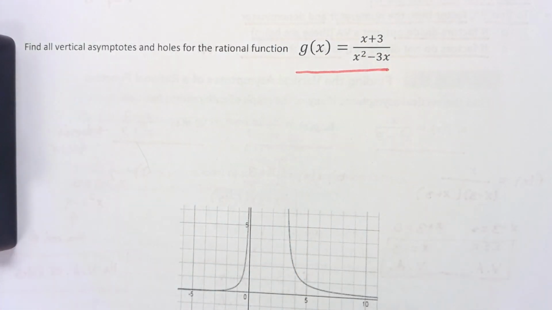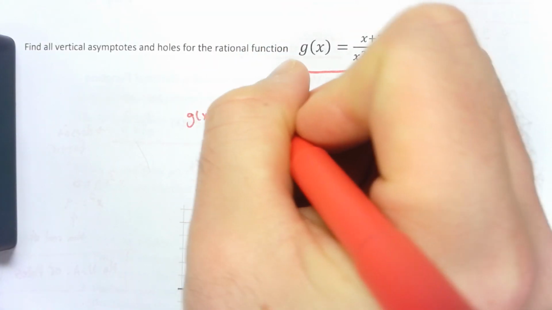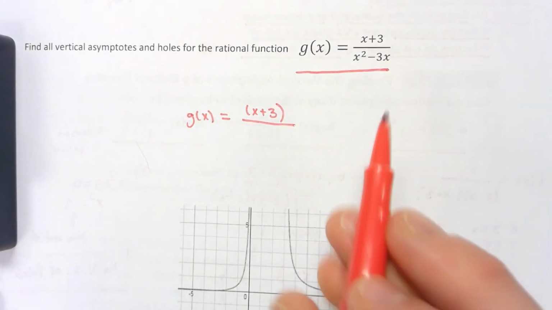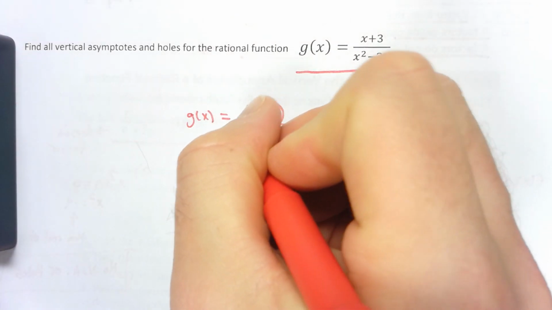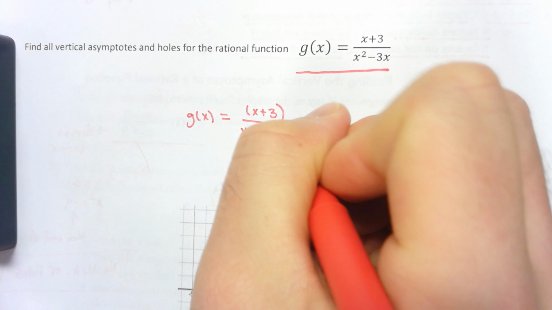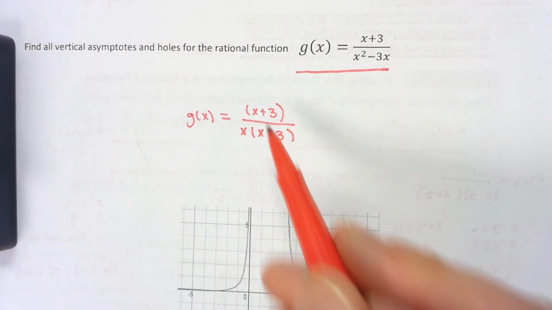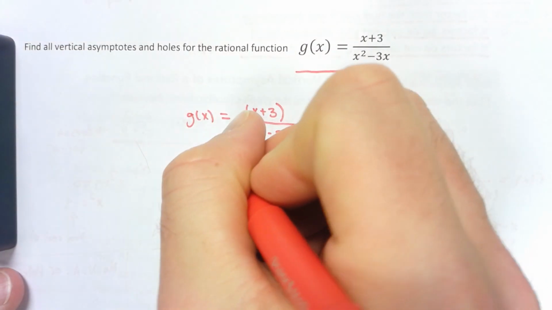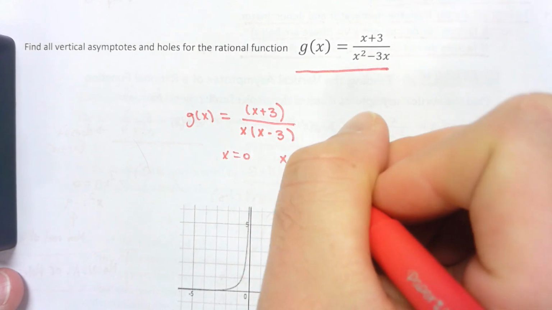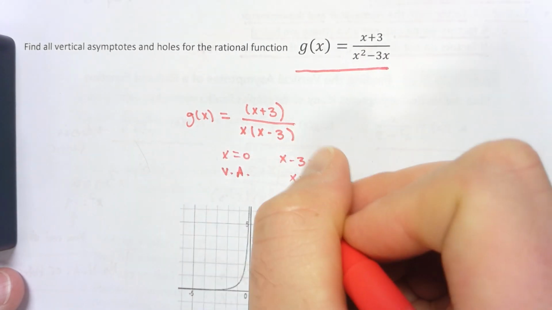And the first thing we're going to do is factor everything, just like we talked about. So the numerator is already factored at x plus 3. The only thing I can do in the denominator is take out a common factor of x, where I have x times x minus 3 as its factored form. The first thing I'm noticing is there are no common factors in the numerator and denominator, so there aren't any holes. The values that make these factors equal to 0 are going to be vertical asymptotes, so 0 and 3 are both vertical asymptotes.